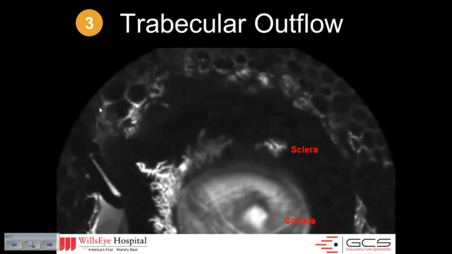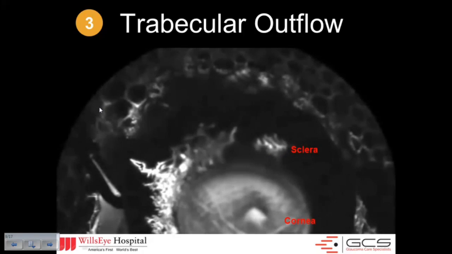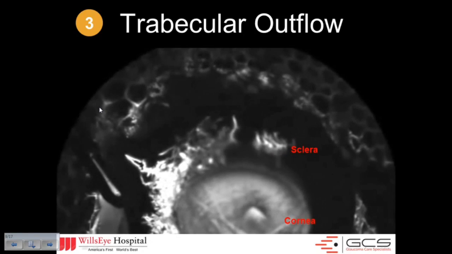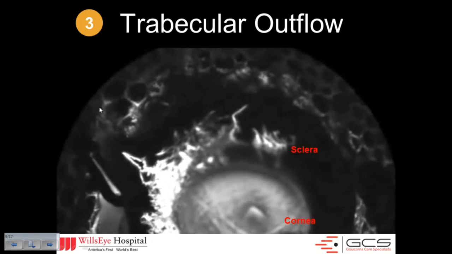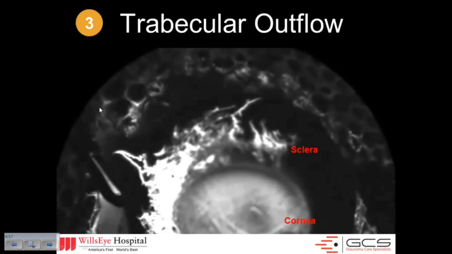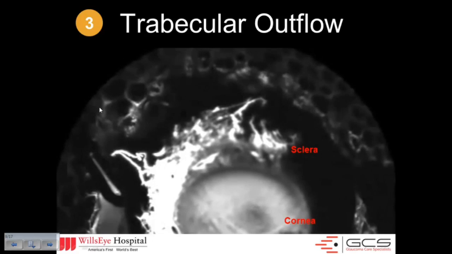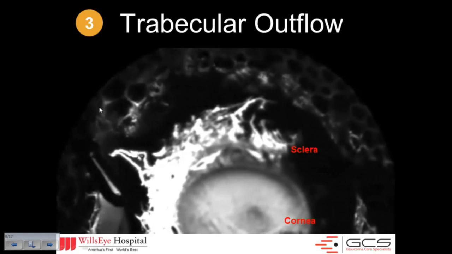So just to orient you, that white circle in the bottom is the cornea. That darkened area around it is the sclera, which is the white of the eye. And a dye called fluorescein dye was injected into the anterior chamber. And you're seeing this dye traverse through the trabecular meshwork and all of the pathways that follow it.